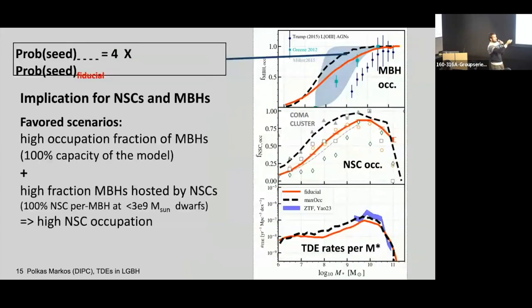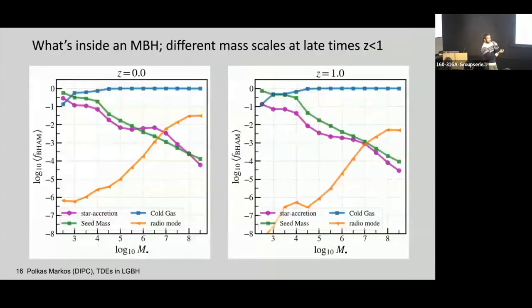Well, one of the main findings, before I go to the final result and I will stop, is that we predict a high black hole occupation fraction with our model, and a high nuclear star cluster occupation, to predict the TDE rates. So this is something important, and all our results converge in this direction. And now let's finally talk about the growth.